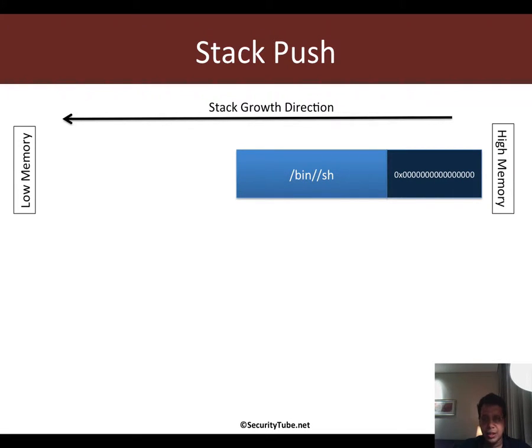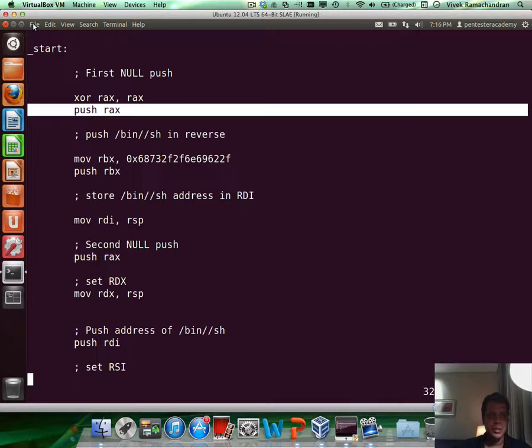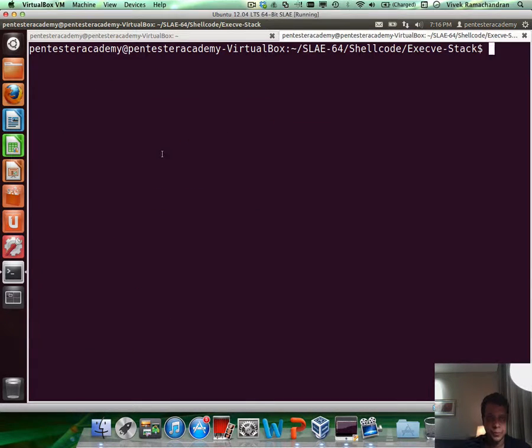Next I want to push /bin/sh, but it's very important to remember that the stack grows from high memory to low memory, hence I need to push in /bin/sh in reverse order. So how do we do that? Well, this is where Python can again come to our rescue.